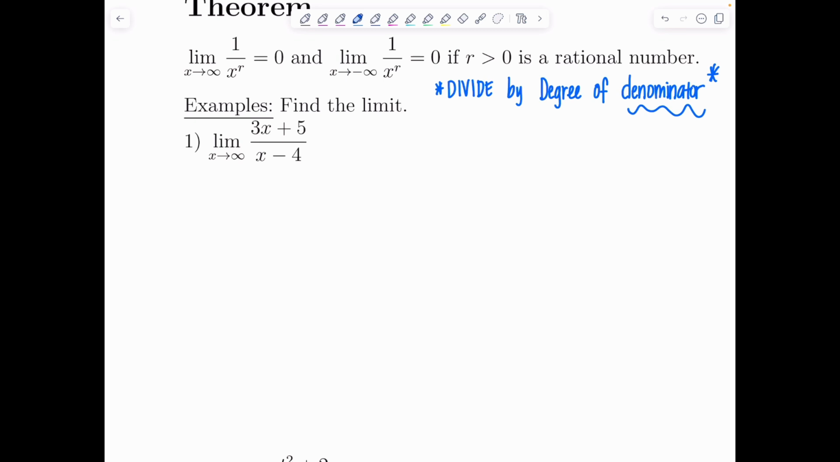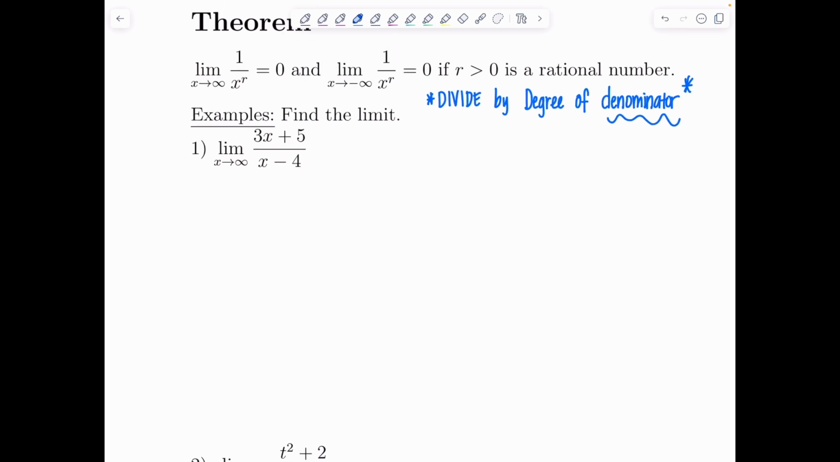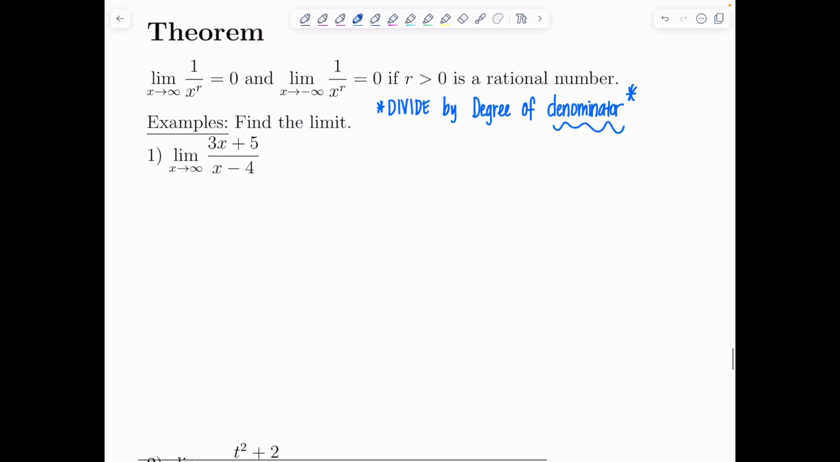Okay, here we go. So first example, find the limit as x approaches infinity of (3x + 5) over (x - 4). So what I'm going to do is divide everybody by the highest power of x from the denominator, which is x to the first. So everybody gets divided by x. Cool? Yes, we have to rewrite the limit as x goes to infinity.